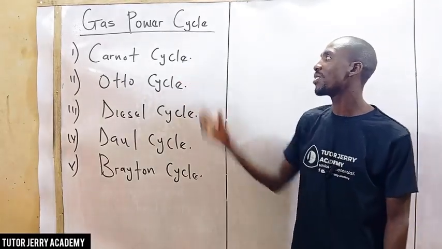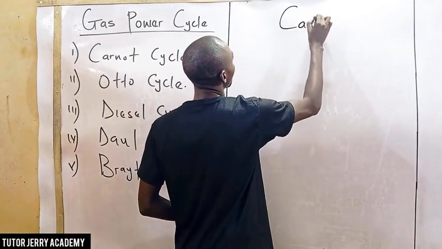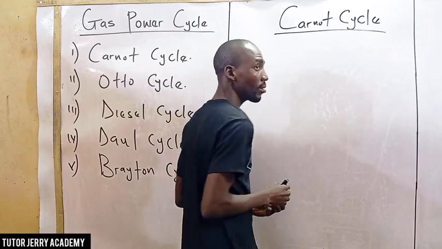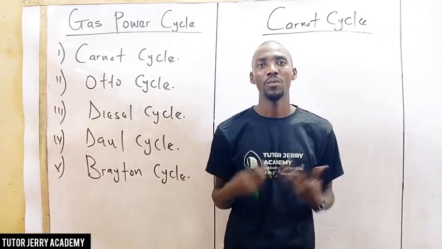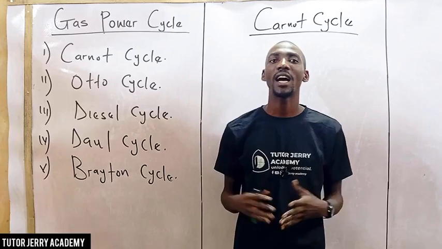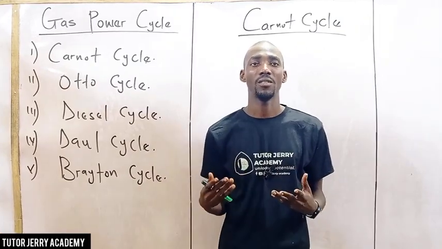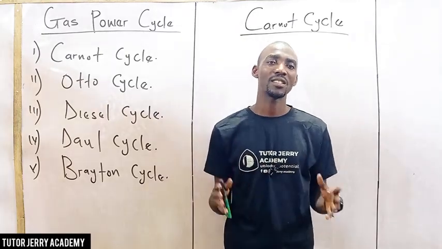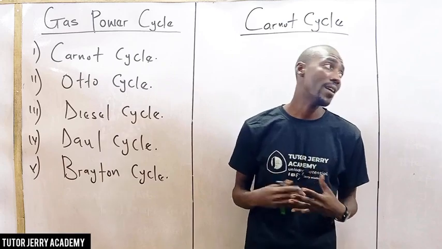All right, so we are going to start with the Carnot cycle. Under this Carnot cycle, we're looking at what the Carnot cycle is. We'll be looking at the various processes in the Carnot cycle, the P-V and T-S diagrams of the Carnot cycle, and some notes on the diagram. After that, we'll look at the Carnot engine, and the limitations of the Carnot cycle. All right, so let's start.